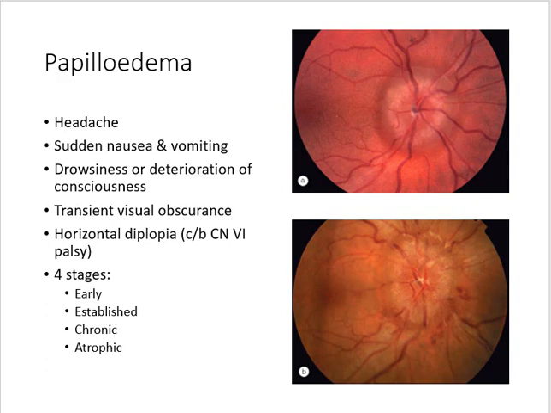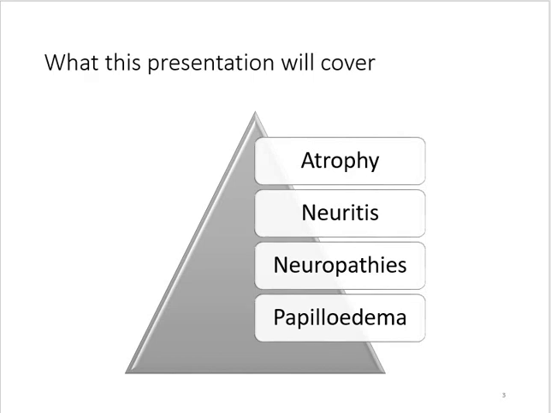They can also get horizontal diplopia because there can be a nerve palsy related to it, and there are 4 stages of classification which you might read about, and these are early, established, chronic and atrophic. So to finalize, we covered optic atrophy, optic neuritis, various neuropathies and papilloedema. And usually the common feature here is a swollen optic nerve, either unilateral or bilateral.